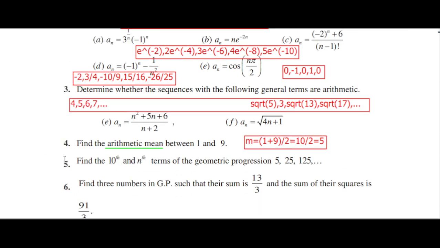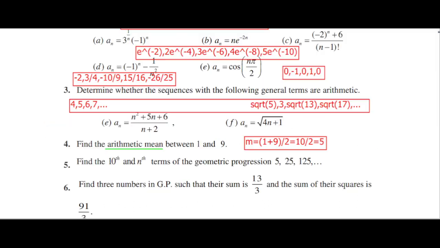Let's go to question number 5. Find the tenth and nth terms of the geometric progression. Okay, let's compute it. The terms of the geometric progression are 5, 25, 125. Let's compute the common ratio r first. Common ratio r is 25 over 5, which is 5.